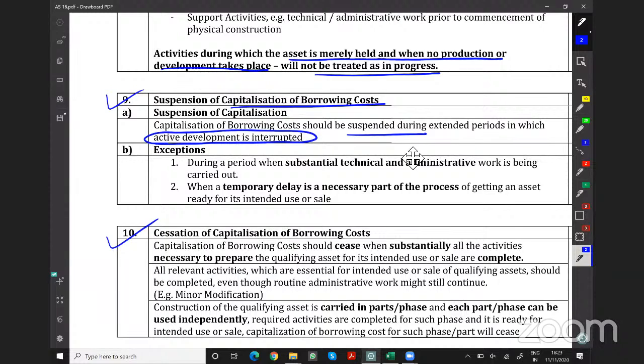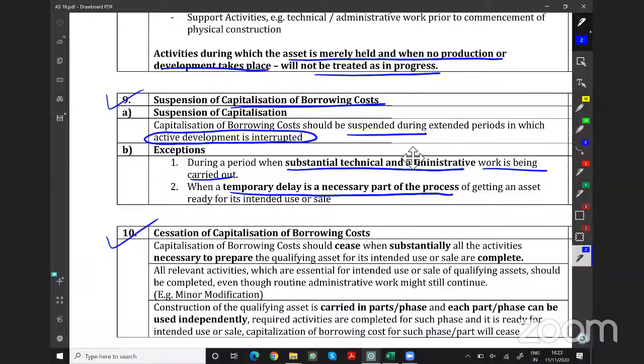Following are the exceptions to this. During the period when substantial technical or administrative work is being carried out, or when a temporary delay is necessary as part of the process of getting an asset ready for its intended use. So what is the first thing and the second?